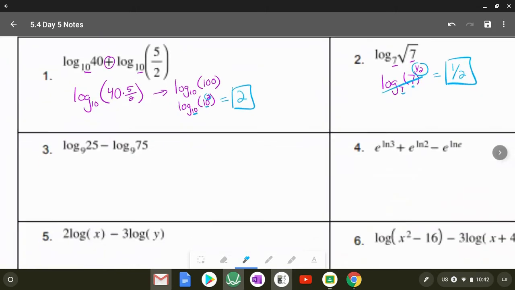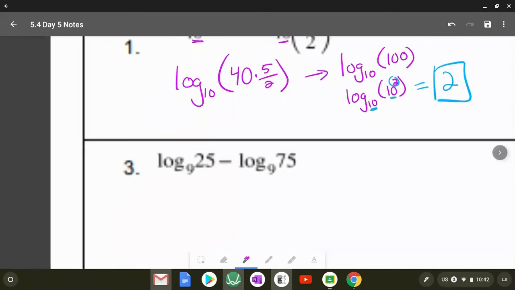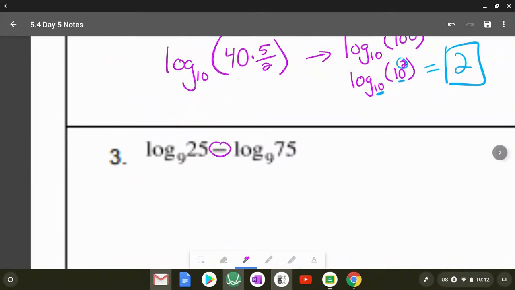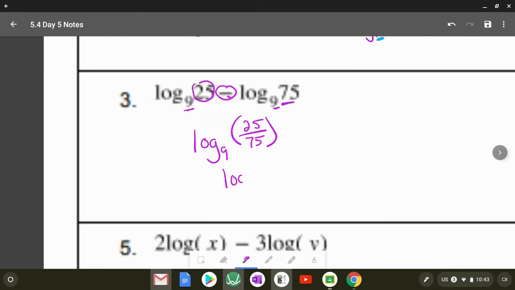If we take a look at number 3, similar to number 1, but instead of an addition, it's subtraction. So if you look at the top of the page, we know that when we subtract 2 logs with the same base, you divide the insides. Now make sure that whatever is in front goes in the numerator, and anytime there's something that's being subtracted inside the log, that goes in the denominator. So if we simplify this, that's log base 9 of 1/3.